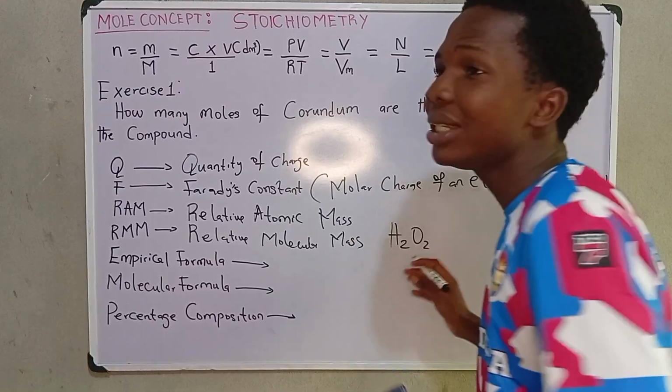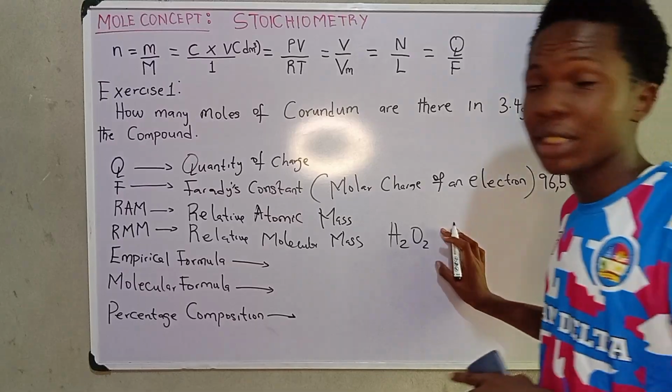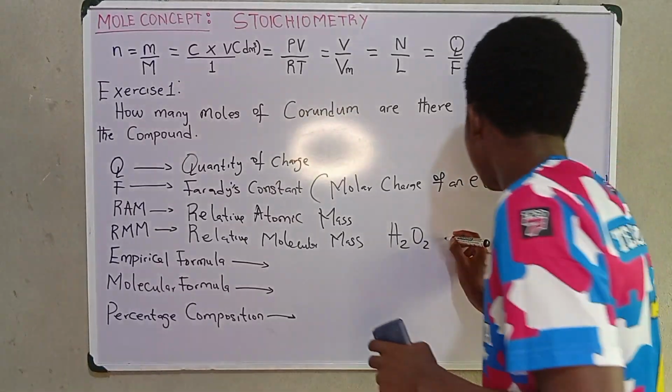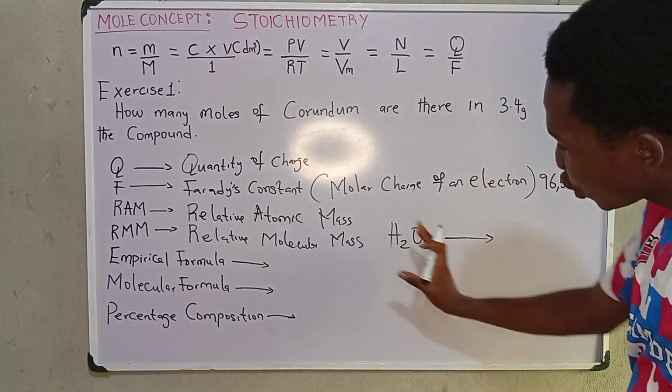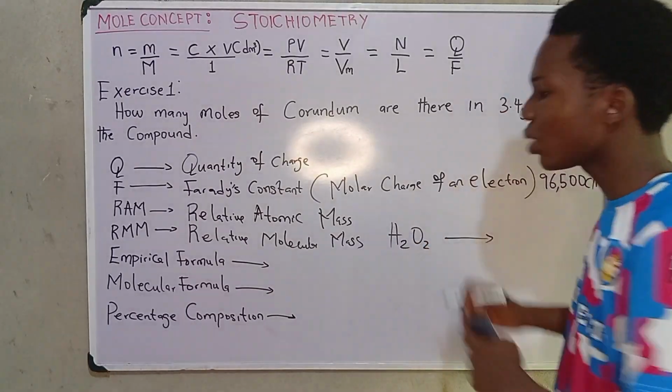H2O2 is what? Hydrogen peroxide, also known as oxygenated water. So now, this is what? The actual value of atoms in the compound. This is what? The molecular formula.